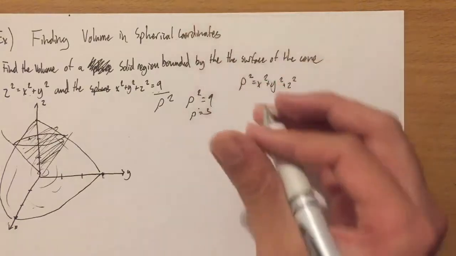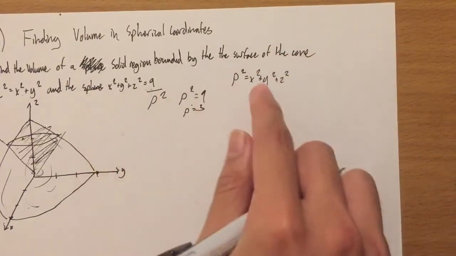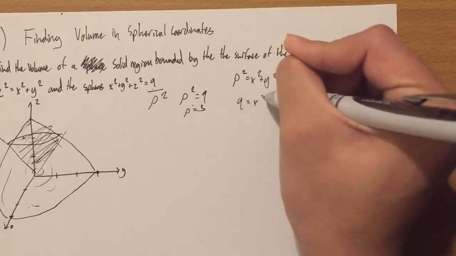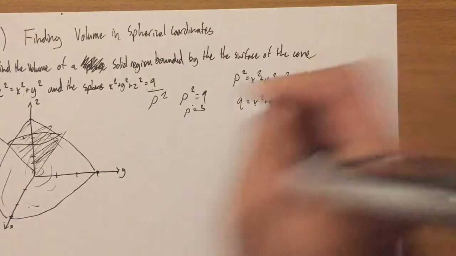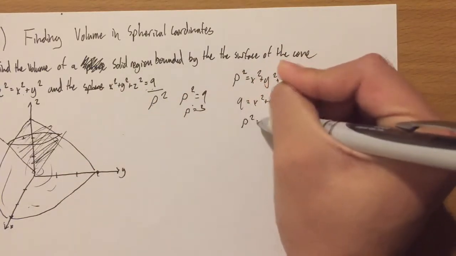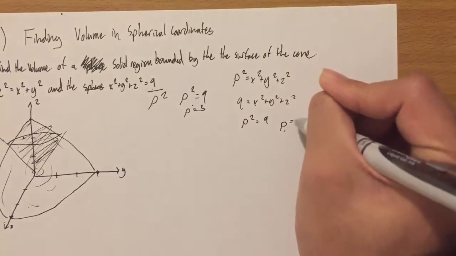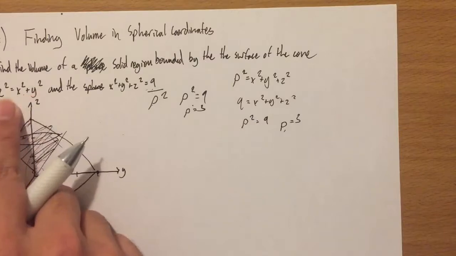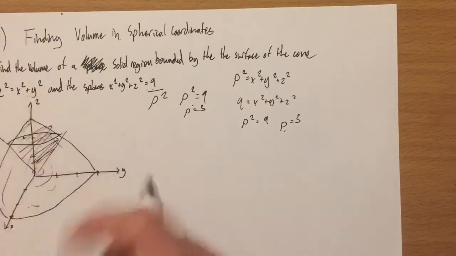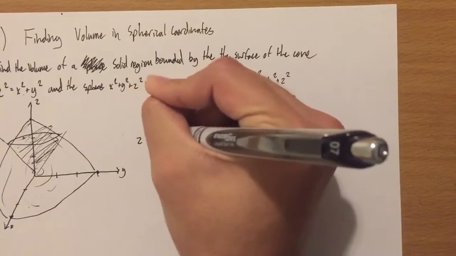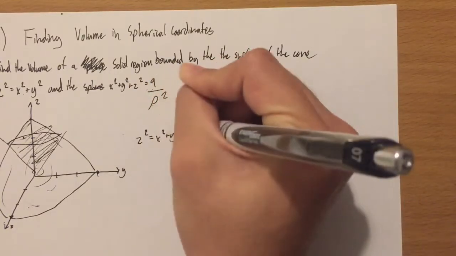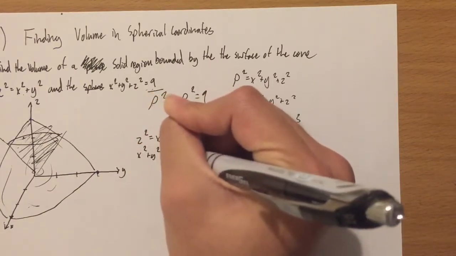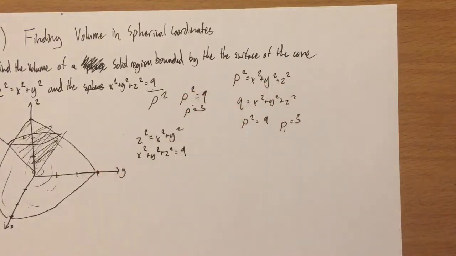So 9 equals x squared plus y squared plus z squared from that. And you can see that rho squared equals 9, so rho equals 3. And then for the cone equation, I'll just write it down, repeat it to make it easier to visualize, and then x squared plus y squared plus z squared equals 9.